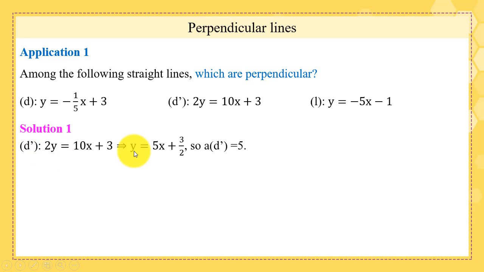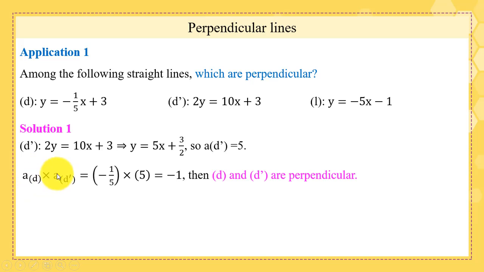Divide all the members by the coefficient of y, which is equal to 2, to get y equal 5x plus 3/2. So the slope of d prime is equal to 5. Now we must multiply the slope of d by the slope of d prime. A of d times a of d prime is equal to -1/5 times 5, which is equal to -1. So, since the product of the two slopes is -1, we say that d and d prime are perpendicular.